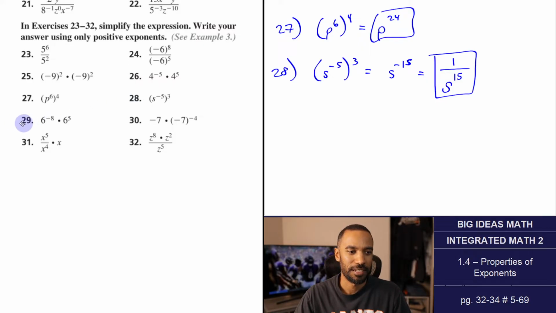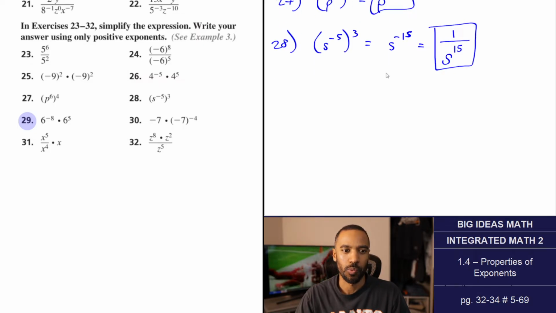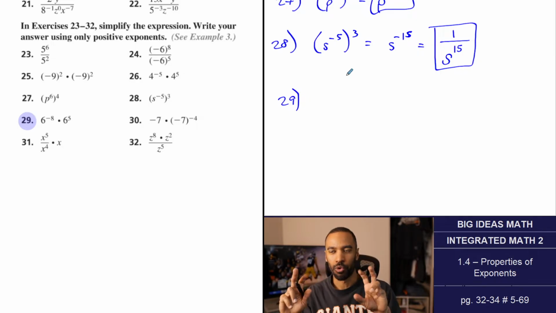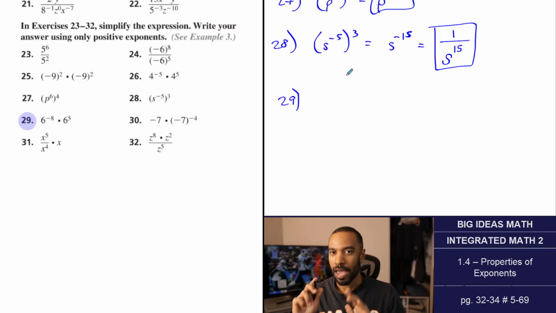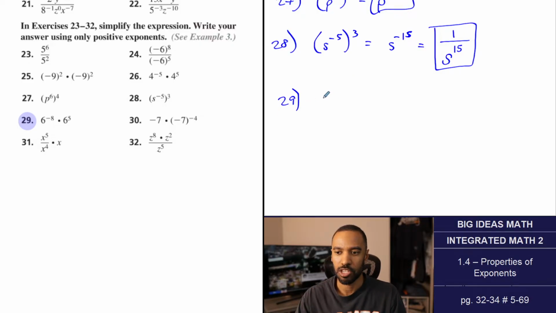Number 29. This is that same kind of concept as I mentioned on number 26. You can do either way. Here's my general, not rule, but my general way of how I tend to go about these, like I stated, is I am comfortable dealing with negative exponents within the problem unless it's a fraction, in which case I like to get rid of them as soon as possible.